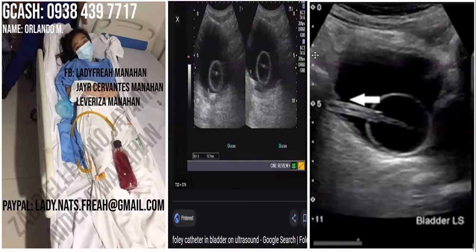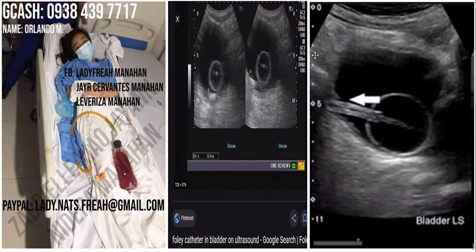So, Dr. Carlo, it looks like a urinary bladder catheter. When you insert a urinary bladder catheter, some of your nurses here, you put a balloon so that it will be fixed there in the urinary bladder. It will not get out immediately. So to drain, right?